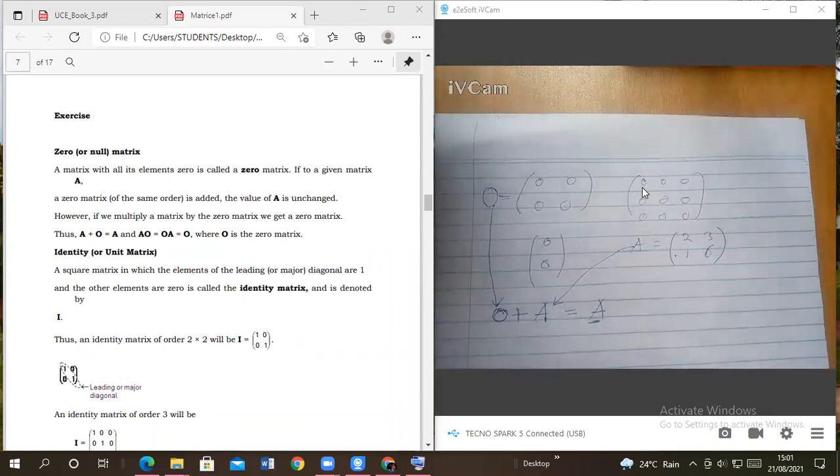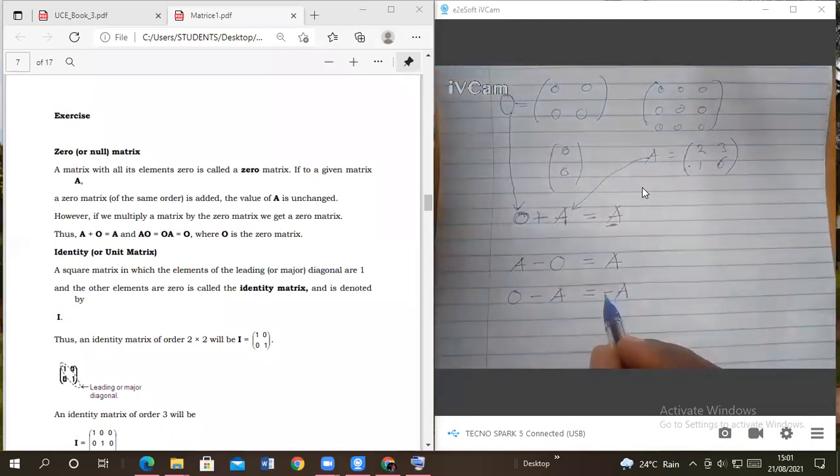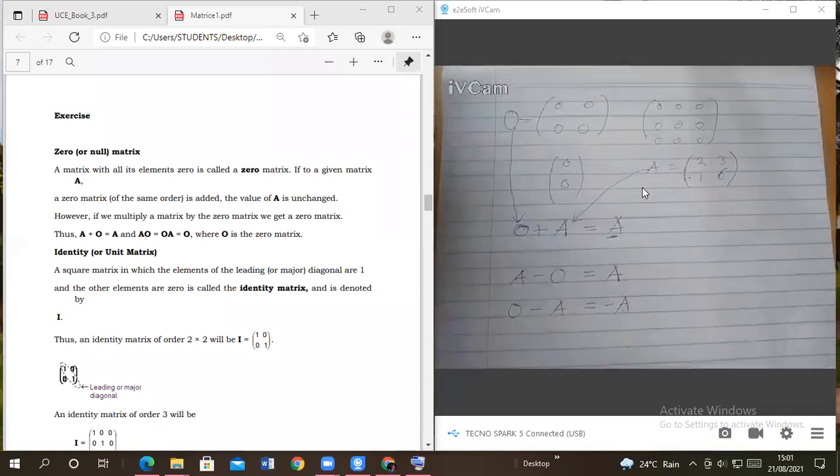Then when you look at the subtraction, it will change a bit. If you say A minus the zero matrix, then the result will be A. And if it is the zero matrix minus A, then it will be negative of A. All the entries in A will have the negative on them, okay?